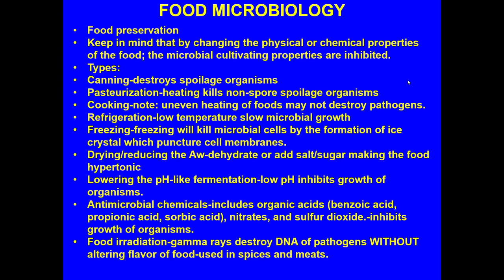One, we have, of course, canning, which destroys the spoilage organisms. We have pasteurization, such as what you'd see with milk, but it does happen with other liquid foods, where it's passed very briefly through a high temperature pipe. And that high temperature is enough to quickly kill those organisms. Okay? But it doesn't kill spores.